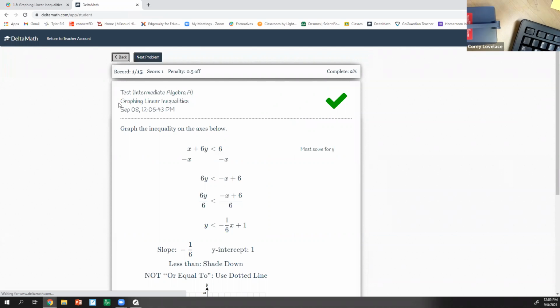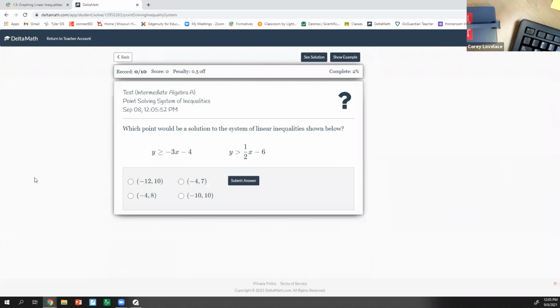And then next and last type that you'll have would be, which point would be a solution to the system. So you're going to pick out points that work in both of these. So remember, each one of those is an x and a y. So you would basically just plug in until you see which set works in both. So let's try negative 12, 10 first. So is 10 greater than or equal to negative 3x?